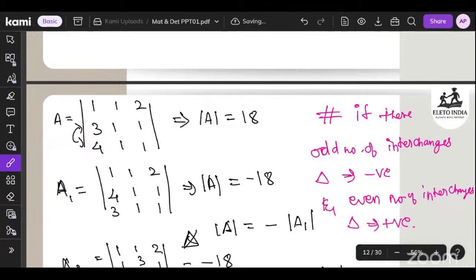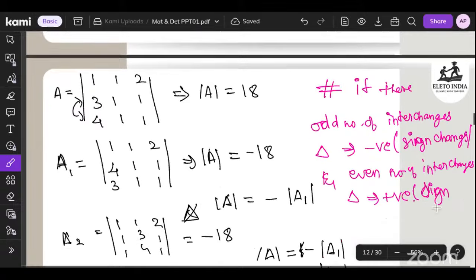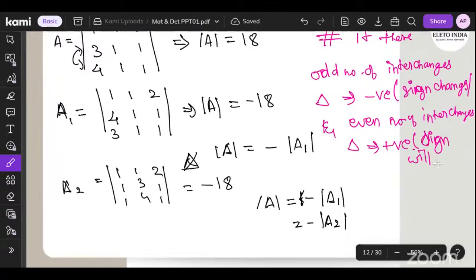Okay, we can't say it is negative or positive, but the sign changes. Here we are mentioning that the sign changes. The determinant value can change, but here the sign will not change. Just make a note of this.